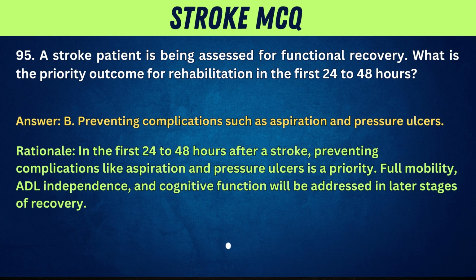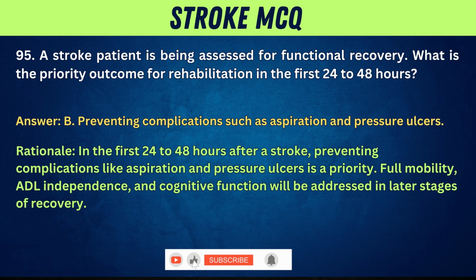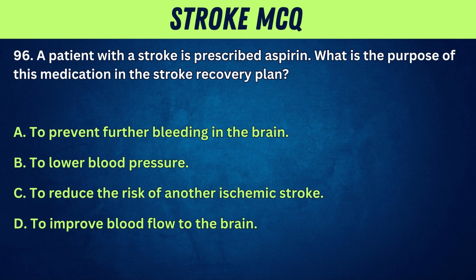Rationale. In the first 24 to 48 hours after stroke, preventing complications like aspiration and pressure ulcers is a priority. Full mobility, ADL independence, and cognitive function will be addressed in later stages of recovery. 96. A patient with a stroke is prescribed aspirin. What is the purpose of this medication in the stroke recovery plan?